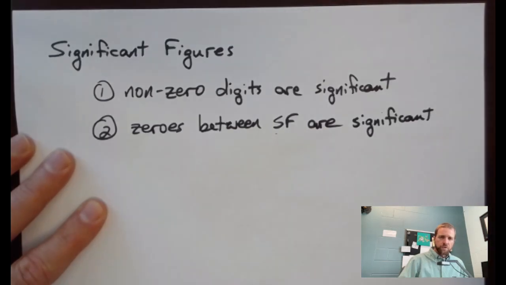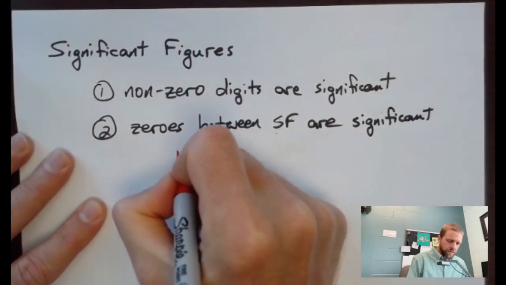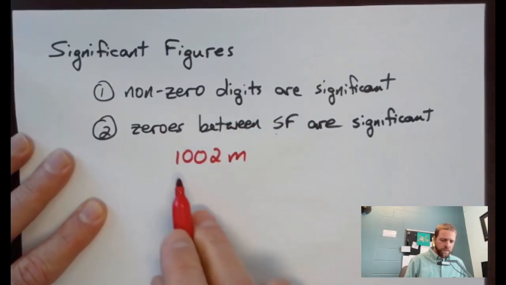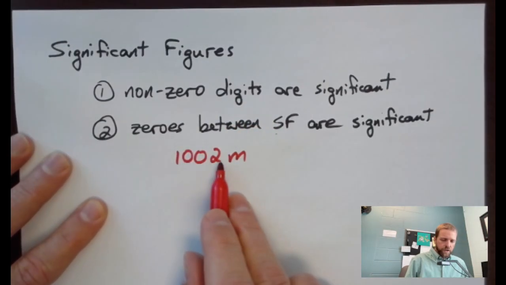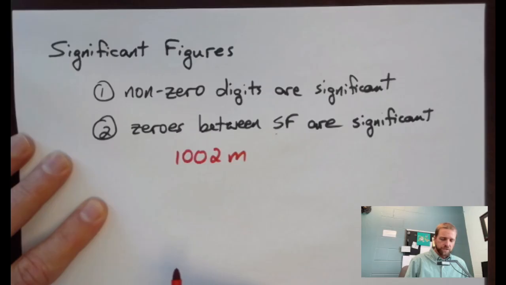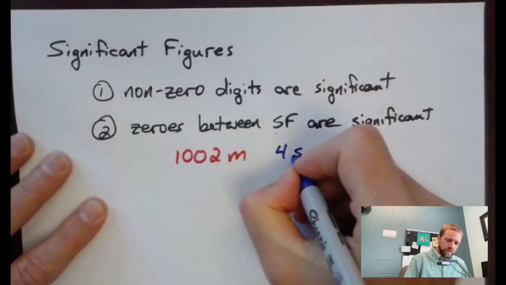A quick example of this, if I have the measurement 1,002 meters, the 1 and the 2 are non-zero, so those are significant. The zeros are between those, and so those are also significant. So this measurement has 4 significant figures.